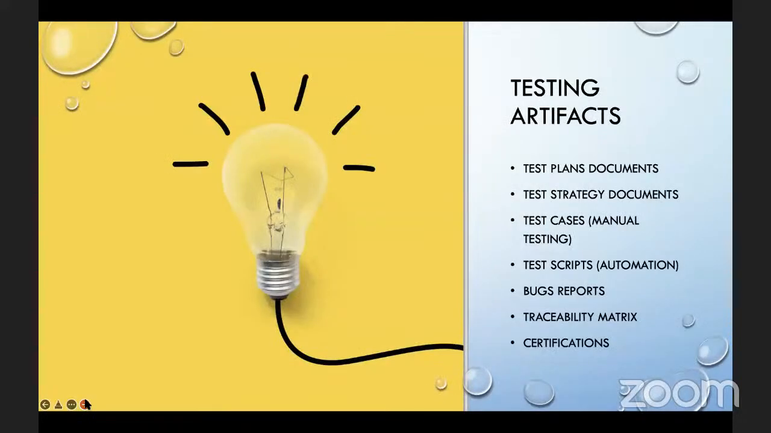Testing artifacts, right? Once you go into testing: test plan document, test strategy, test cases, test script, bug report, traceability metrics, certifications, and a whole lot more. This is just a handful of the things that we consider as artifacts, right? Some of the things that will be your deliverables to the team. So I listed a handful of this stuff right here. Very, very important, right?